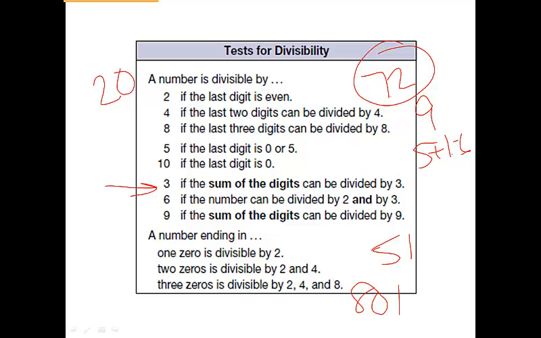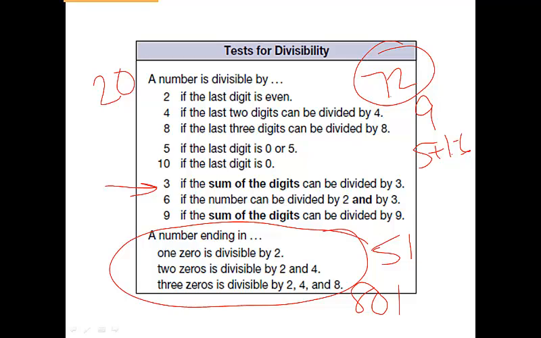5 works if the last digit is either a 0 or a 5. 10 works if the last digit is 0. 3 if the sum of the digits can be divided by 3. 6 if the number can be divided by 2 and by 3. And 9 if the sum of the digits can be divided by 9. And then numbers ending in 0 are divisible by 2. If it has 2 zeros, it's divisible by 2 and 4. If it has 3 zeros, it's divisible by 2, 4, and 8.